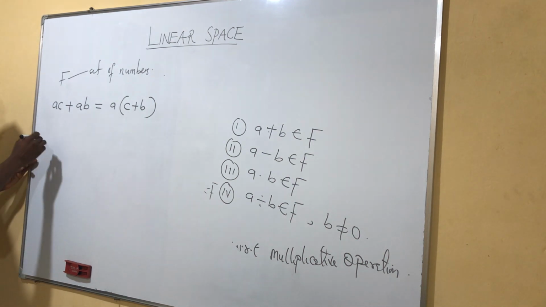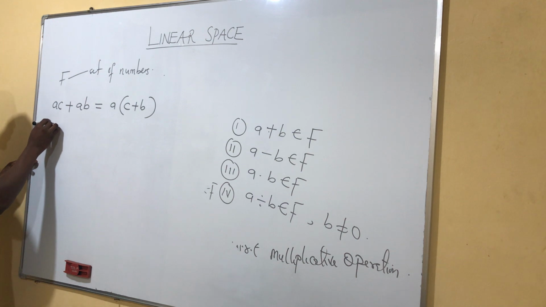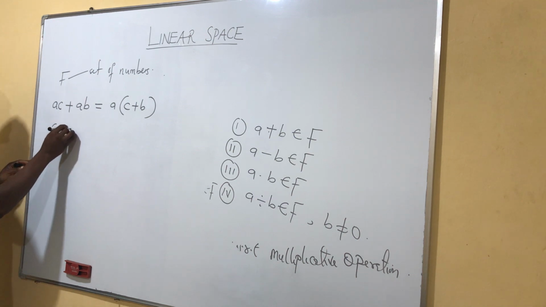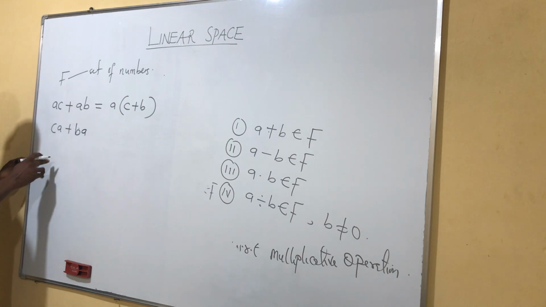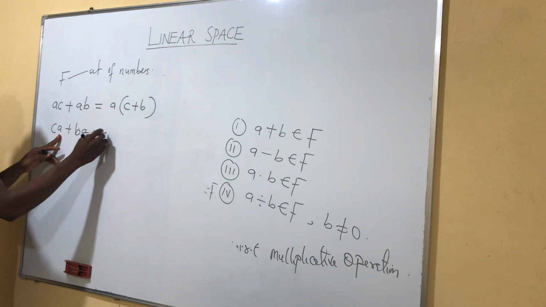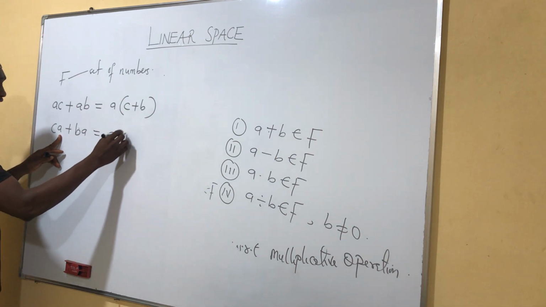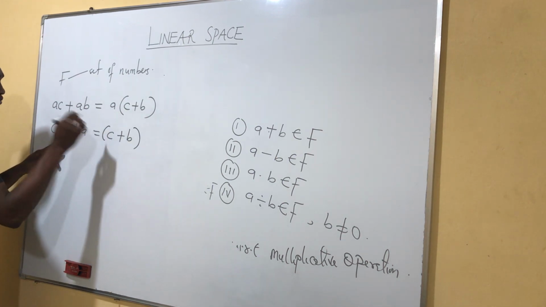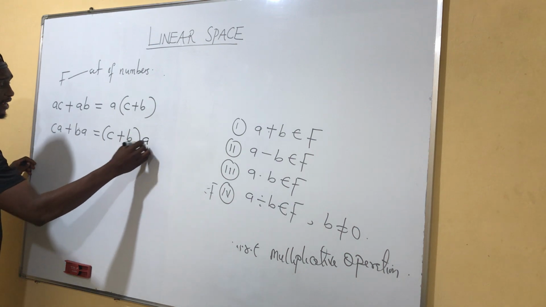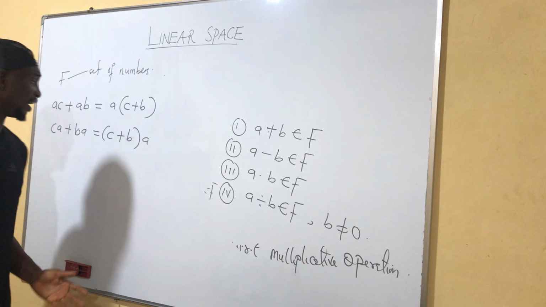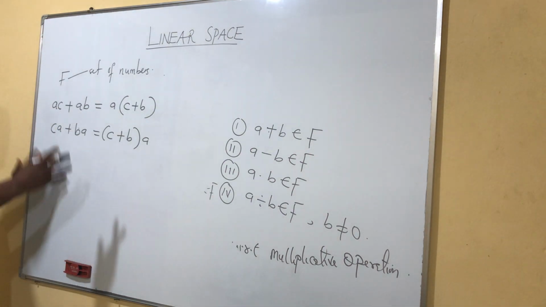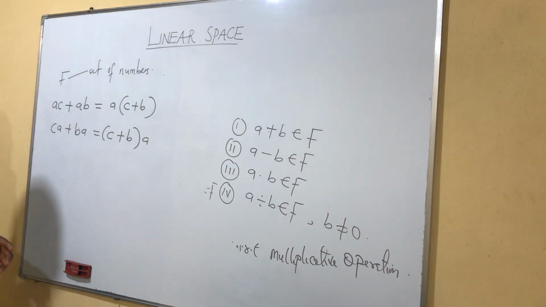At the same time, if I have c times a plus b times a, you see here a is common. It's still the same if I put on the bracket and have my a outside. So using those properties, these are the 9 properties that elements of F will satisfy.